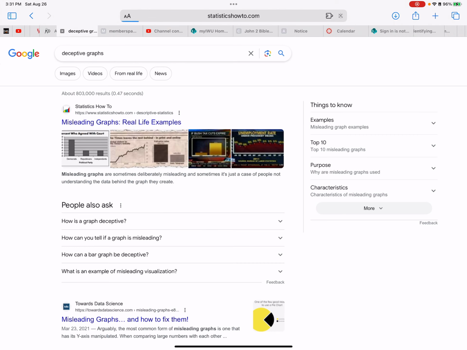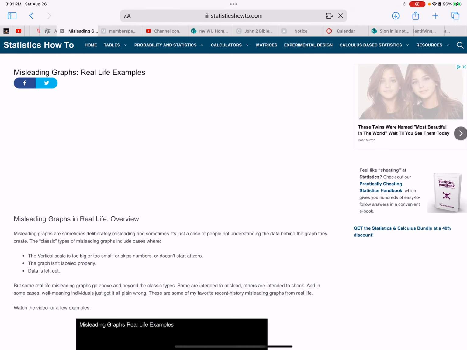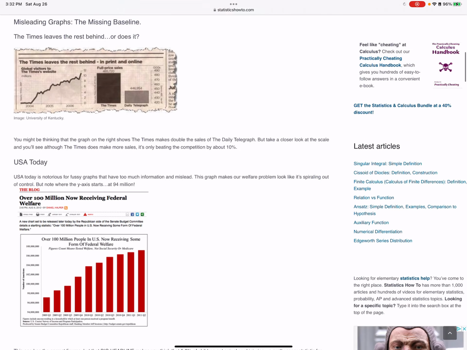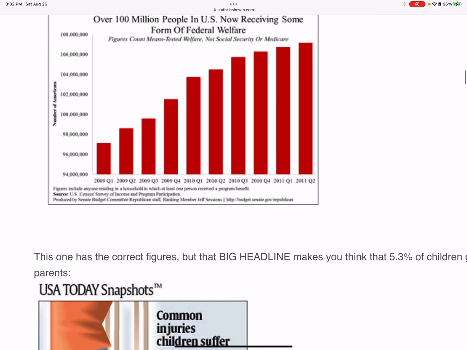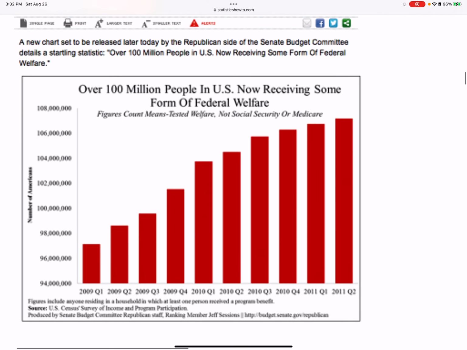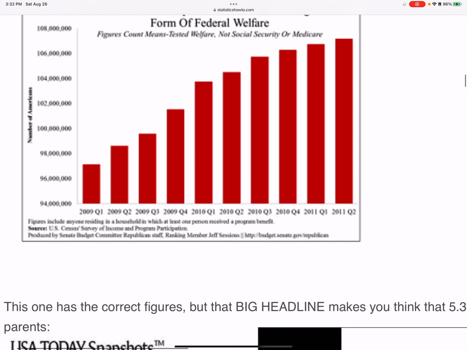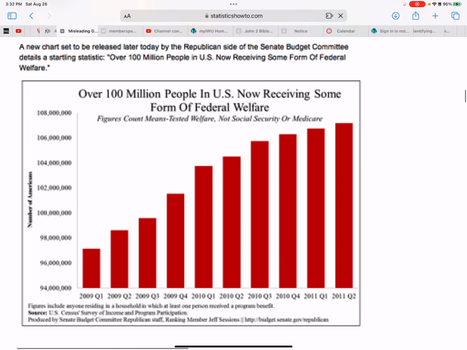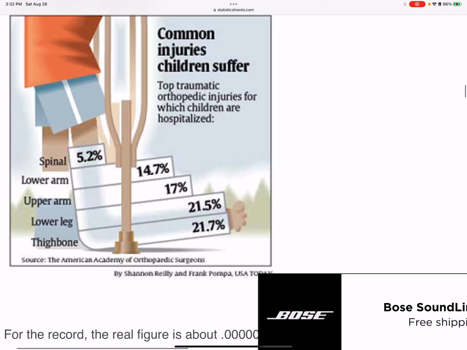Okay, so here's one example of deceptive graphs. This one looks like it's a huge difference from 2009 quarter 1 to 2011 quarter 2, from the very first bar to the last bar. It looks like it's 3 or 4 times as high. But if you notice, the problem is that it started at 94,000. If you had it start at 0, it would just show that it's a little bit taller, not that far down.